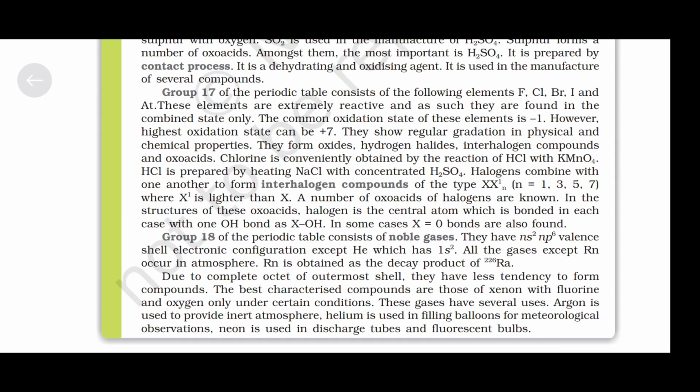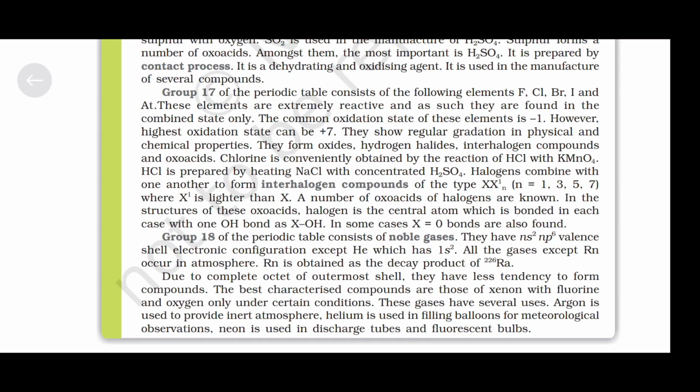Group 18 of the periodic table consists of the noble gases. They have ns2 np6 valence shell electronic configuration except helium, which is 1s2. All the gases except Rn occur in atmosphere. Radon is obtained as the decay product of radium.